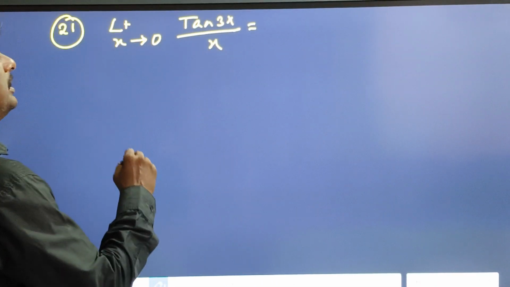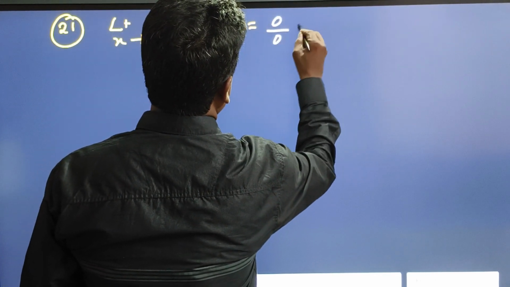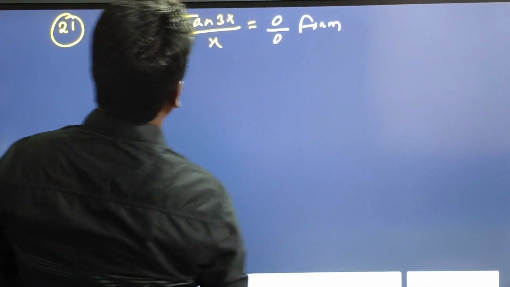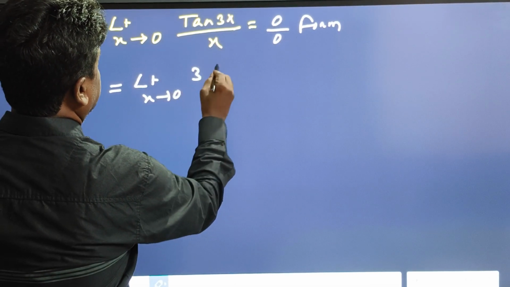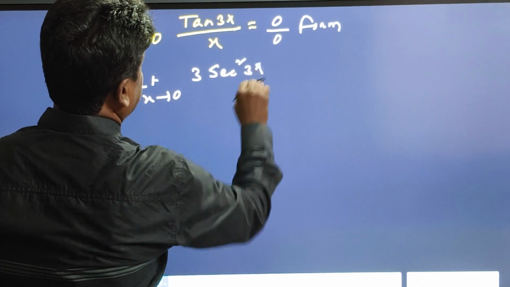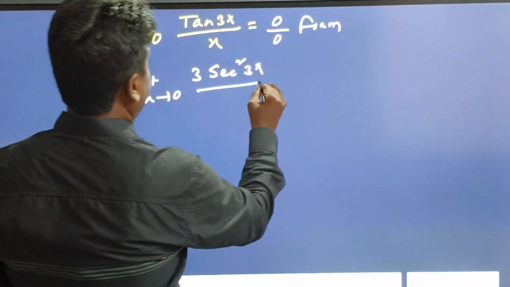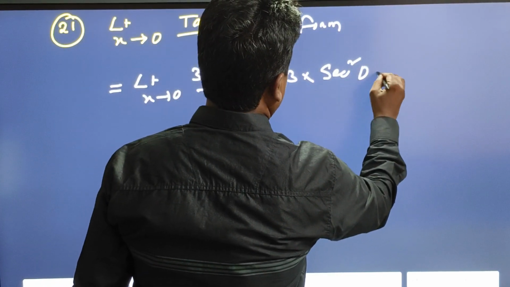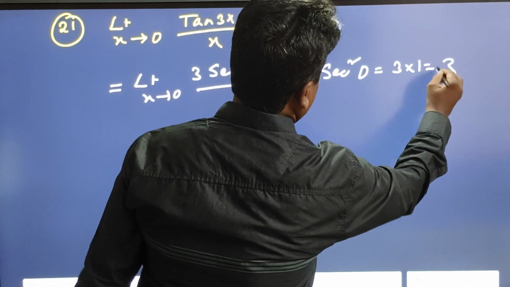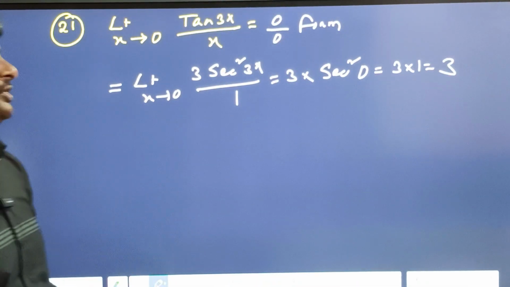Limit x tends to 0, tan 3x by x. We are getting 0 by 0 form. Use L'Hospital: 3 times secant square 3x, since the derivative of tan is secant square, and the inner derivative is 3, divided by 1. Applying the limit, secant square 0, which is 3 into 1, equals 3. Very simple question, 0 by 0 form.